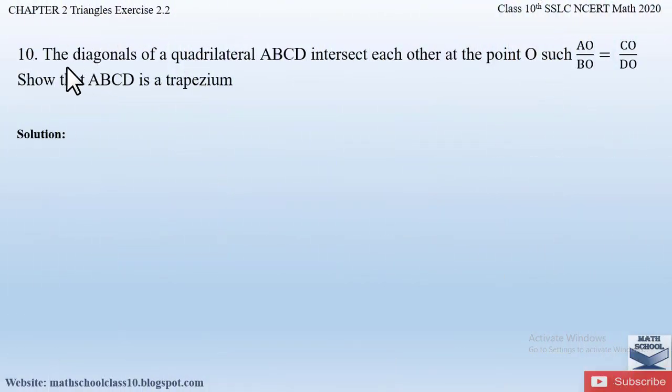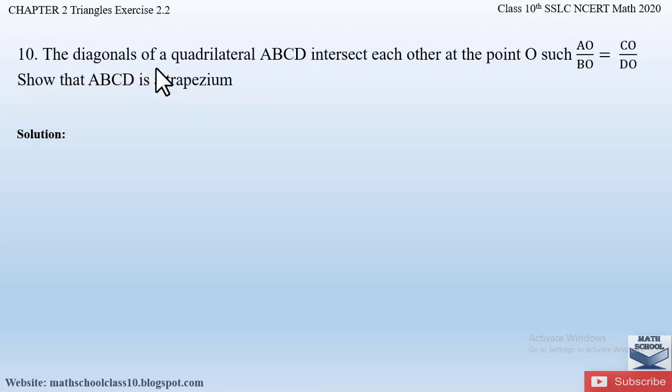Question number 10, that is the last question from exercise 2.2, chapter 2, Triangles, says: the diagonals of a quadrilateral ABCD intersect each other at point O such that AO by BO is equal to CO by DO. Show that ABCD is a trapezium. So this question is exactly opposite to what we solved in question number 9 previously.